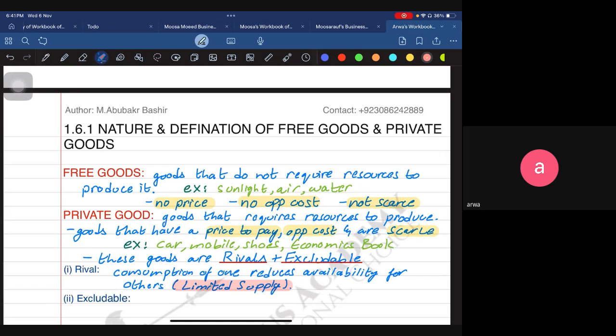Whereas when we talk about excludability, it means that other consumers can be prevented from using it because of affordability.